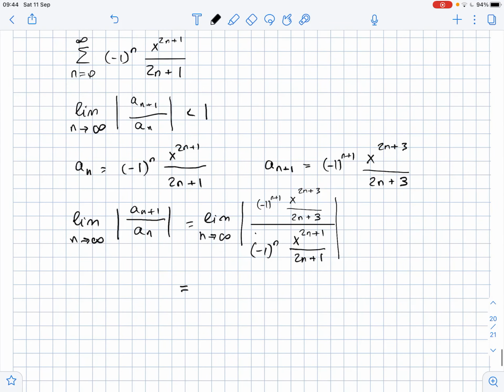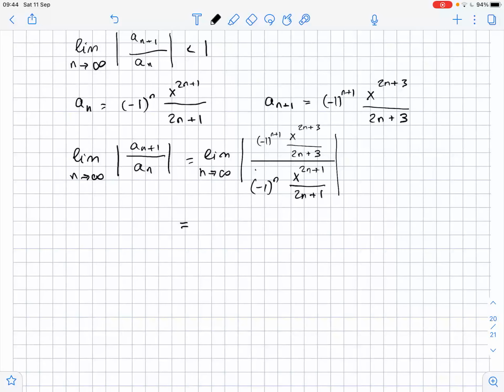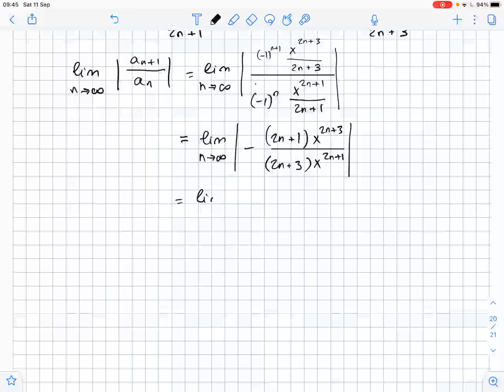Now let's try to simplify it. So this equals the limit of the absolute value of negative 2n plus 1 times x to the power of 2n plus 3 over 2n plus 3 times x to the power of 2n plus 1, where n approaches infinity.